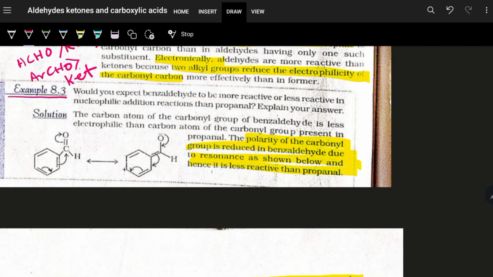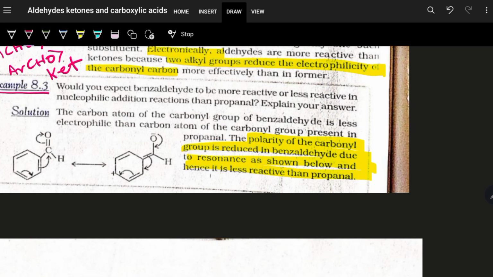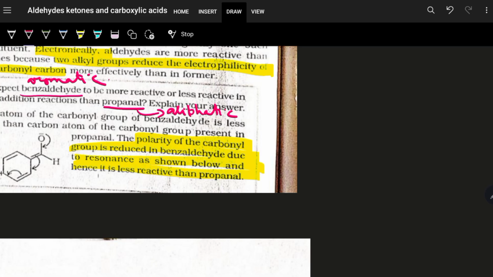Would you expect benzaldehyde to be more reactive or less reactive in nucleophilic addition reaction than propanal? It is a plain and simple comparison of aromatic aldehyde. Benzaldehyde is aromatic aldehyde and propanal is aliphatic aldehyde. So this discussion we have already done. Let us see it once more. First thing, it is sterically crowded, so greater steric hindrance. So number one thing is steric hindrance. Number two is electronic factors.